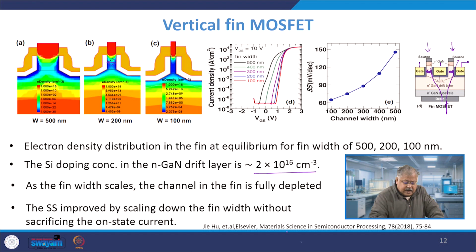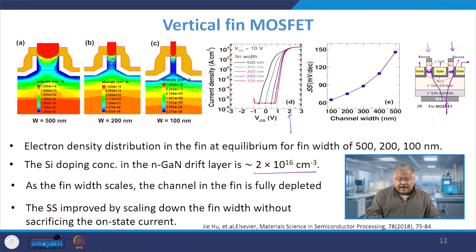As the fin width scales down, it becomes fully depleted in nature, because you can see that it becomes fully dark blue. Dark blue effectively means that it is almost devoid of any free charge carriers. And that's a good way of controlling the current flowing through the device by just changing the fin width. The middle schematic shows the variation of current density with gate to source voltage, and it is almost like a MOSFET, obviously.